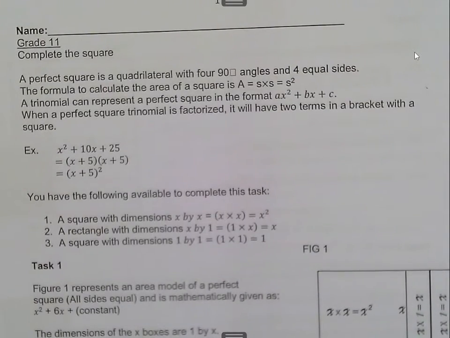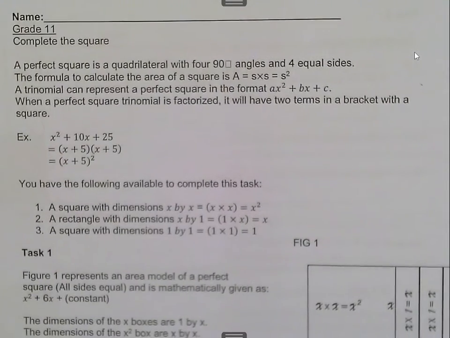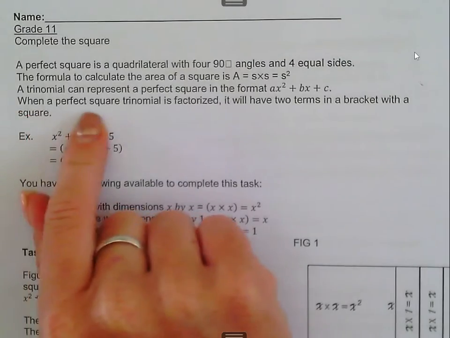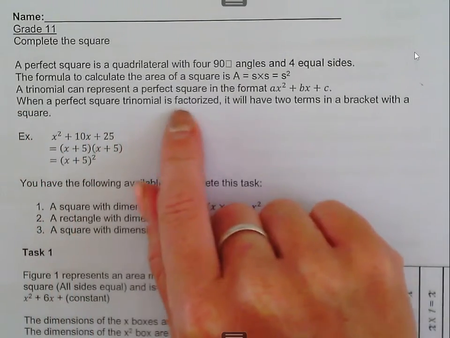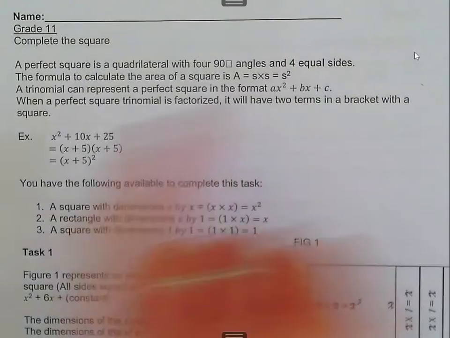Now, listen to this. A trinomial can represent a perfect square in the format ax squared plus bx plus c. So sometimes when you see a quadratic trinomial, that is the expression for a perfect square. Right, when a perfect square trinomial is factorized, it will have two terms in a bracket with a square.